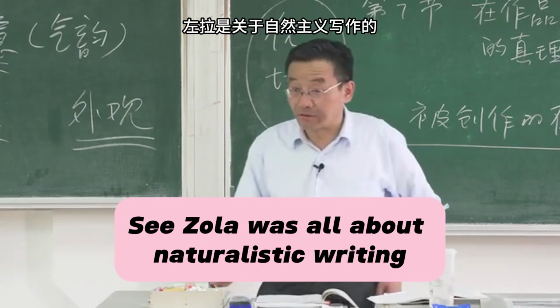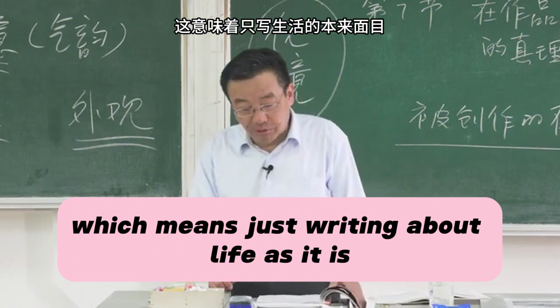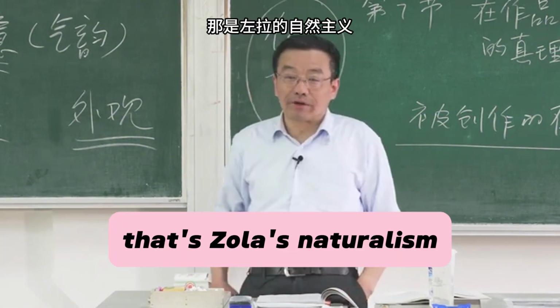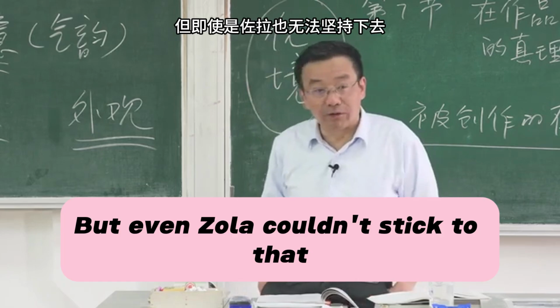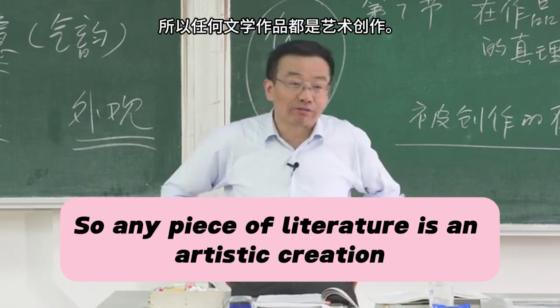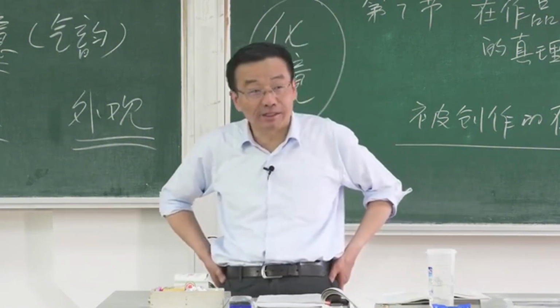See, Zola was all about naturalistic writing, which means just writing about life as it is. No personal stuff from the author, that's Zola's naturalism. But even Zola couldn't stick to that. So, any piece of literature is an artistic creation, that's just how it goes.